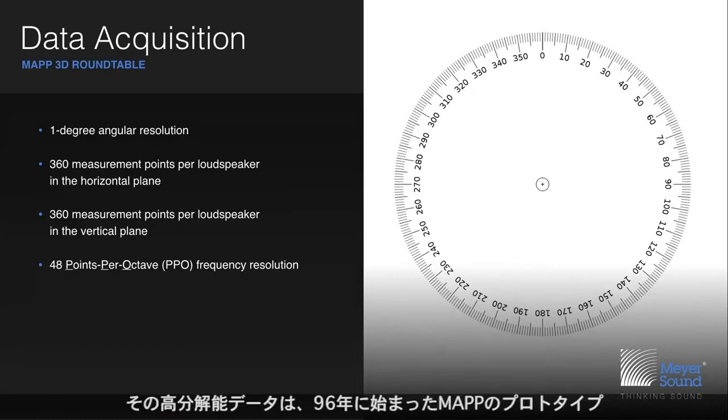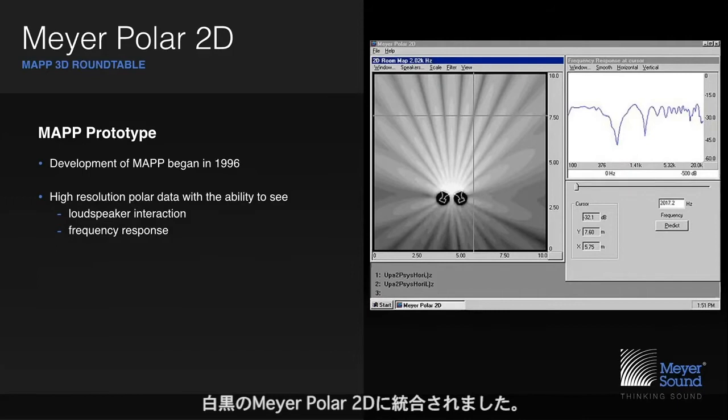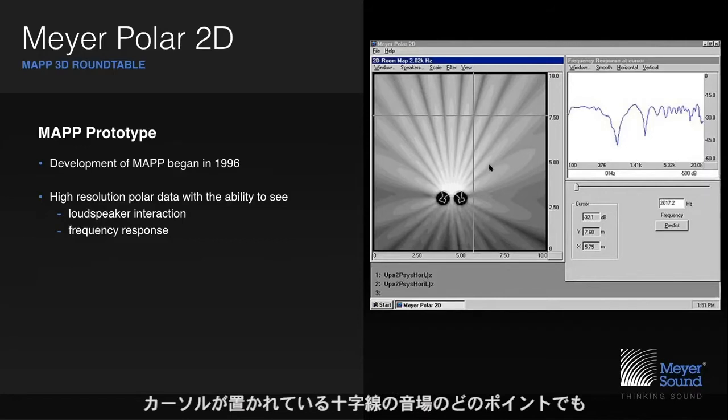And that high resolution data, there we go, now I get to say it, that high resolution data was then consolidated into what was the prototype of MAPP, which is Meyer Polar 2D, beginning in 96 and in black and white. And what it would show you in near real time is loudspeaker interaction and frequency response for whatever point in the sound field the crosshairs, the cursor lives.